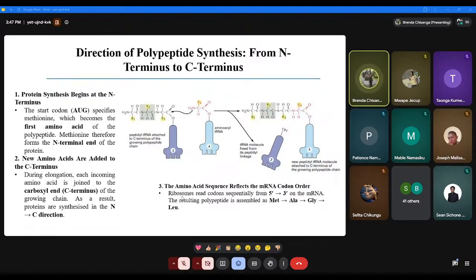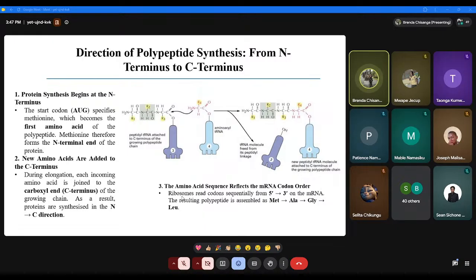Now, this slide, I just wanted us to picture what is happening every time. The mRNA will keep on being read from the 5 to 3. But then what is the direction of your protein? Remember, we also said proteins have got some form of orientation. They have got an N terminal. This is where you find the amine group. And they also have the C terminal where you find the carboxyl group.